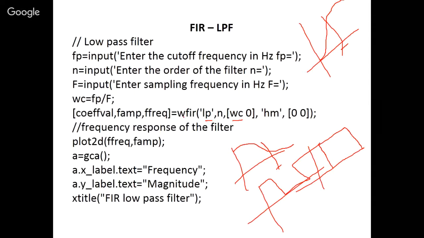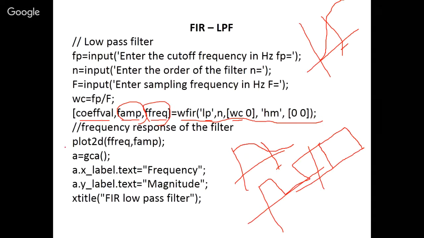What we are getting if you give this WFIR command, the full command, I suppose it is clear to you all: the parameters LP, N, WC0, Hamming, and these are the default parameters. Whenever you calculate this WFIR, you will get 3 values. One is the coefficients of the filter, another is the amplitude of the frequency response, and this is the frequency component. When you get the frequency transform, you get the amplitude as well as the frequency component, right? So this is your frequency component, this is your amplitude component, and these are your filter values. So these are the 3 values you will get.